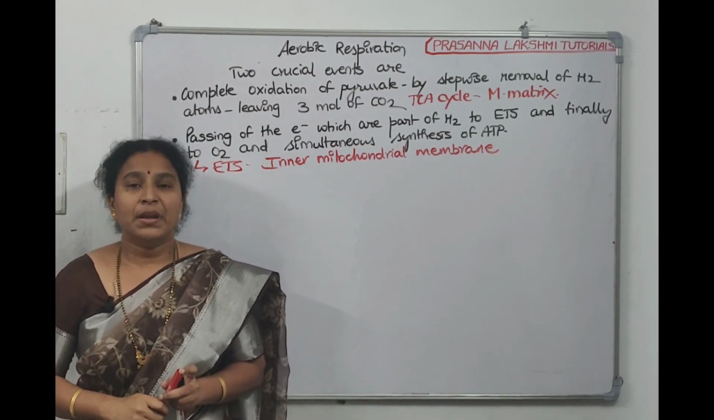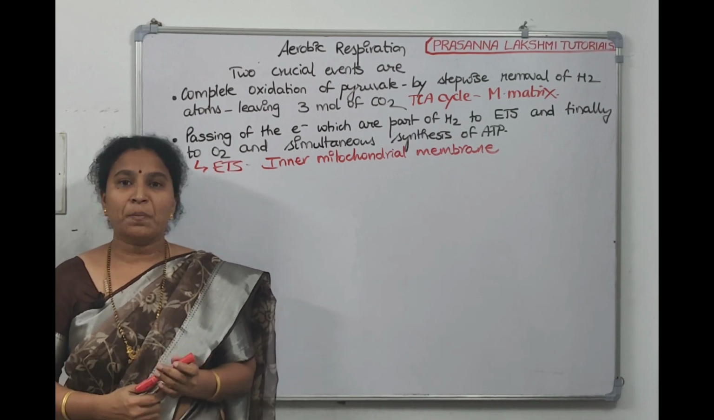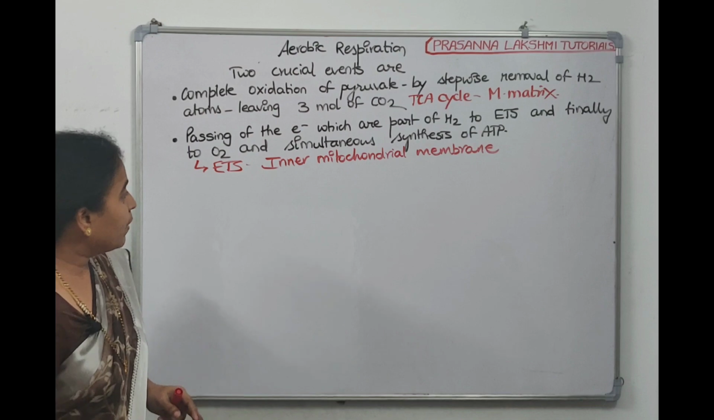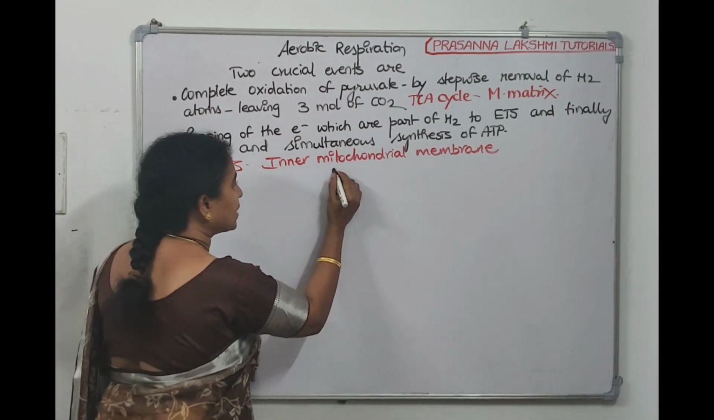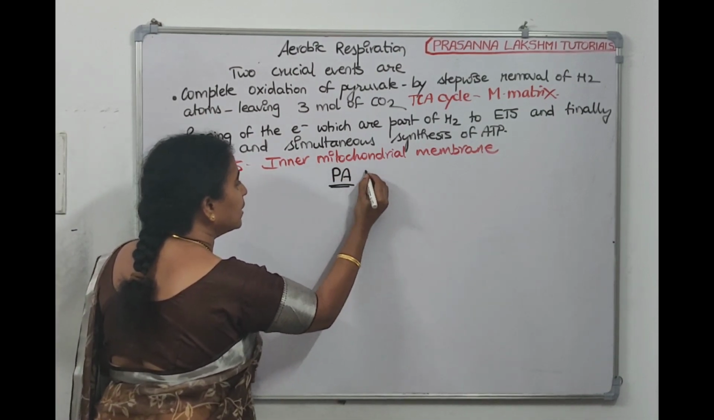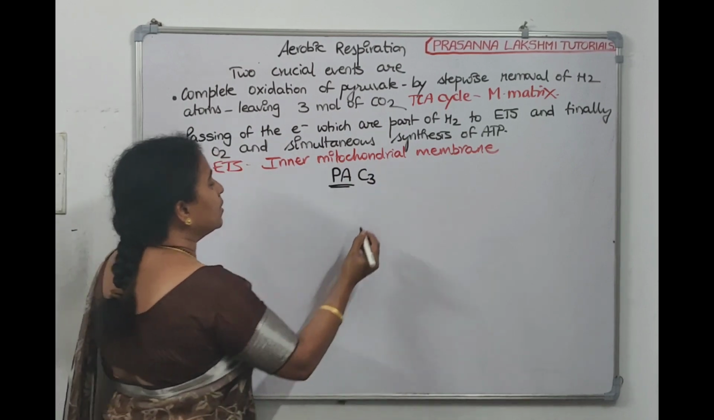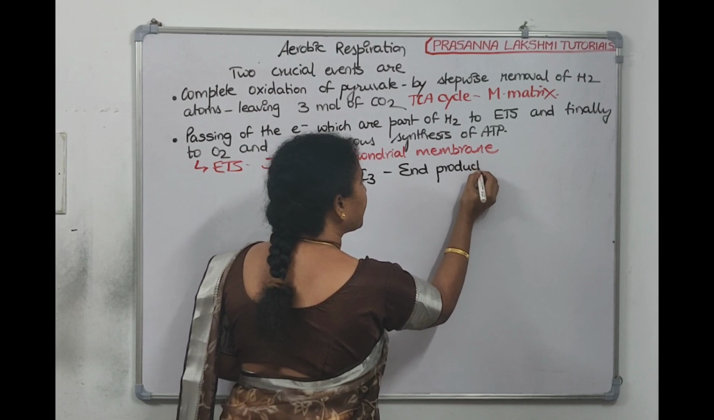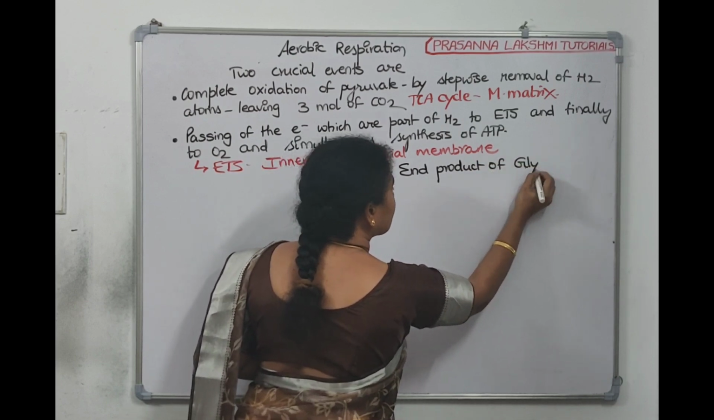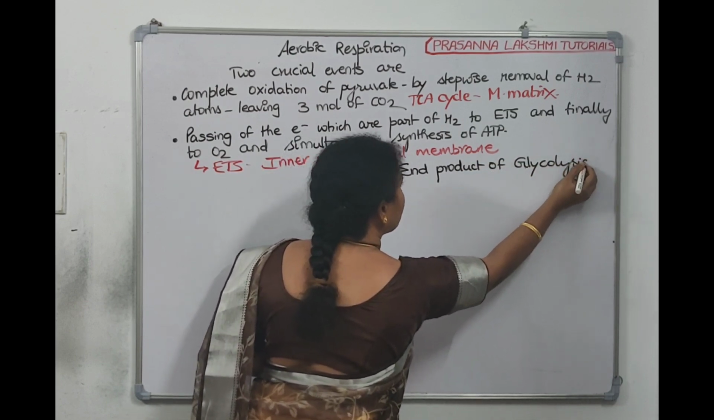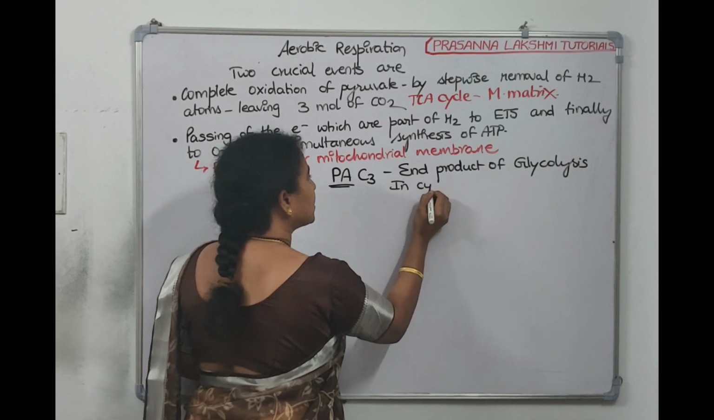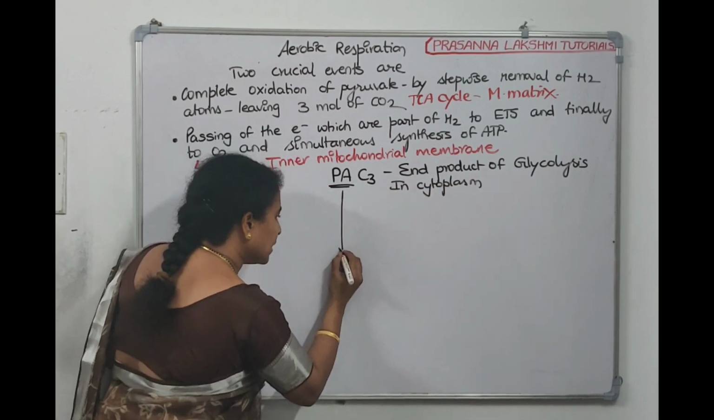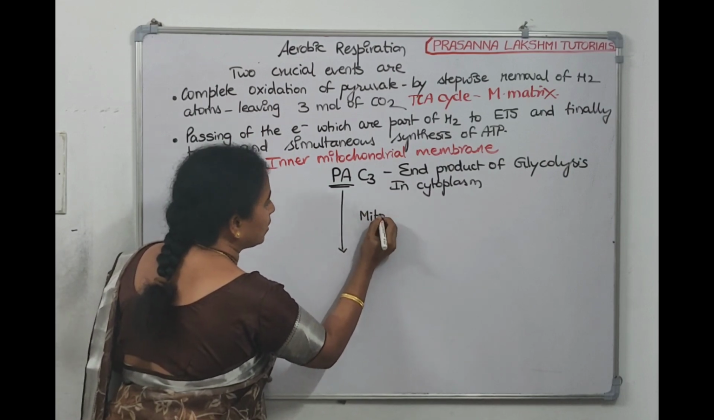Understood? Now we will see what happens to the pyruvic acid if it enters aerobic respiration. When we start with pyruvic acid, what is pyruvic acid? A 3-carbon acid which is the end product of glycolysis. Where is it formed? It is formed in the cytoplasm.